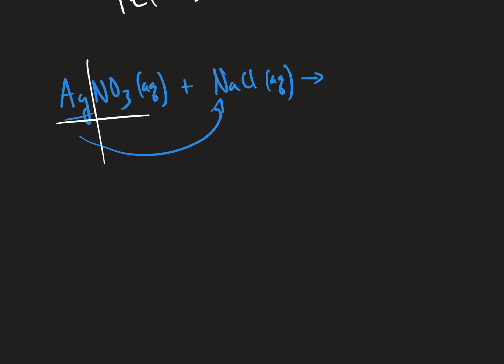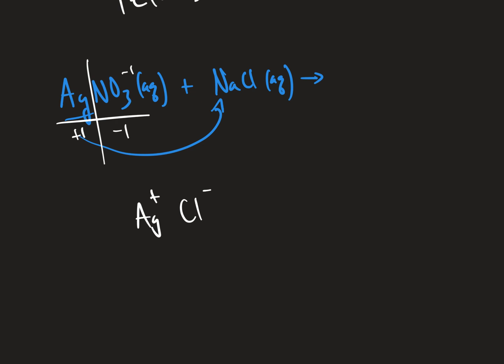Well, the charge of nitrate is 1 minus, -1, and there's only one of them, right? Right. That means silver's just +1. Okay, so silver's +1, and chlorine is what? -1. So what's the chemical formula?